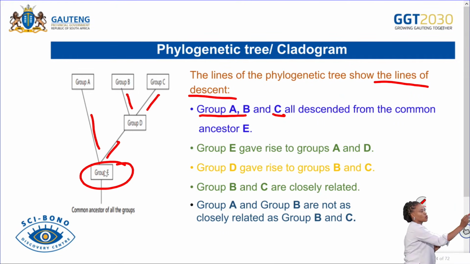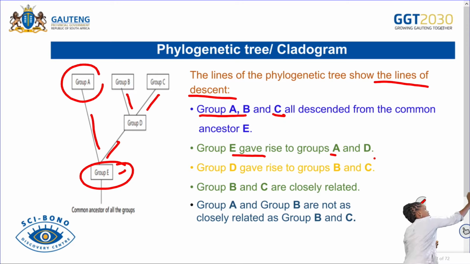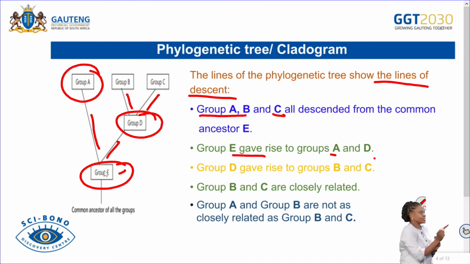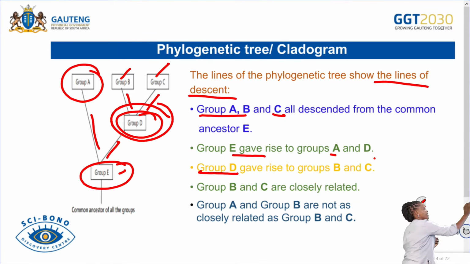And then what is happening? Group E gave rise to groups A and D. In other words, group E gave rise to these organisms and those organisms, whereas group D gave rise to group B and group C organisms. Now, group B and group C are closely related because these are the immediate descendants of group D. That's why they are closely related.